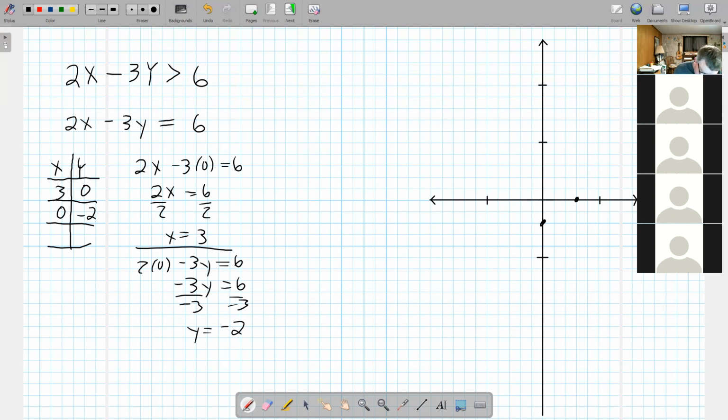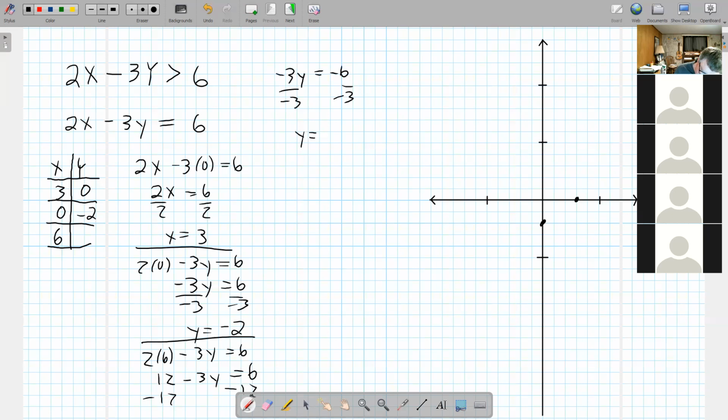Let's see. How about x equals 6? Let's try that. If x is 6, 2 times 6 minus 3y equals 6. 12 minus 3y equals 6. Subtract 12 from both sides. Negative 3y equals negative 6. 6 minus 12, negative 6. Divide both sides by negative 3, y equals 2. So 6, 2 is right there. Okay, good. The points line up.